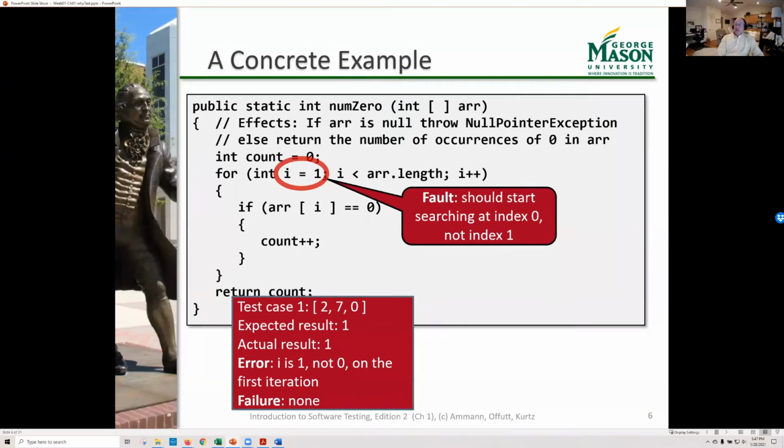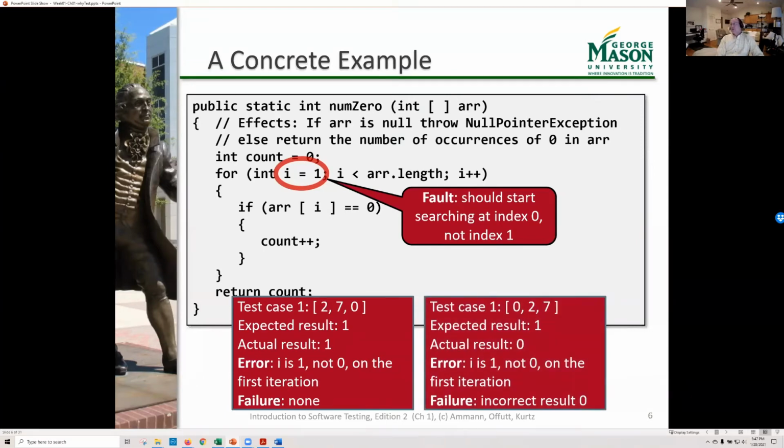Can we find a test that will result in a failure? Sure, not too hard in this case. We put 0 as the first element in the array, and this time the fault is the same. When the test is executed, it immediately causes an error because the internal state is incorrect, right? The array index value is 1 instead of 0. So that is an error. That error carries through to the end, and in the end we return 0 where we expected it to return 1. So now we have a failure.